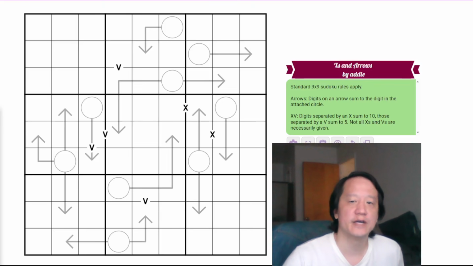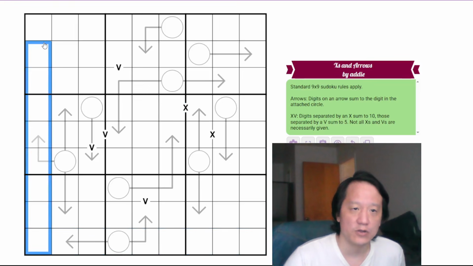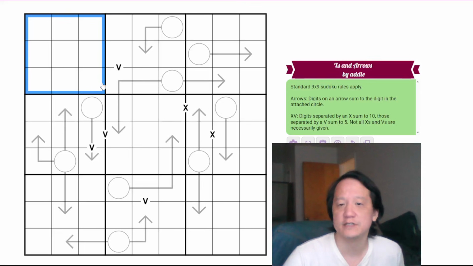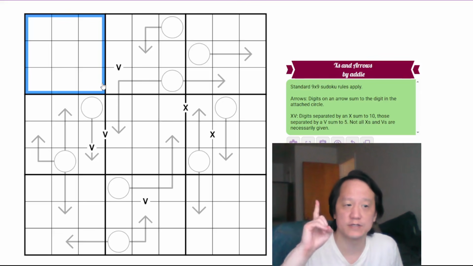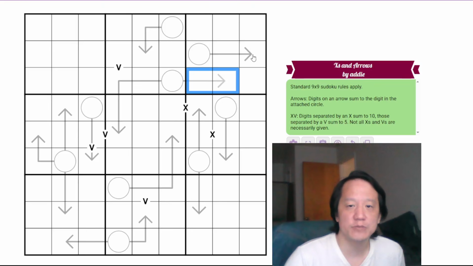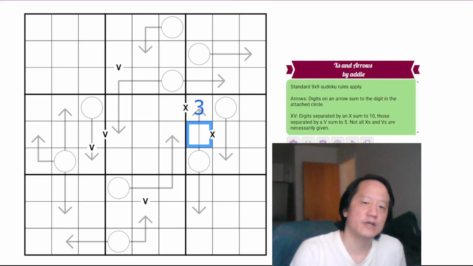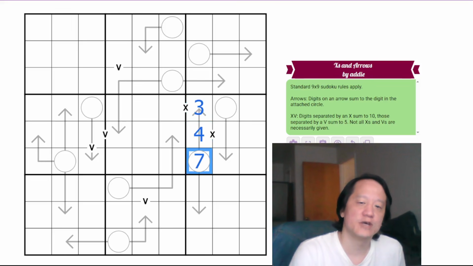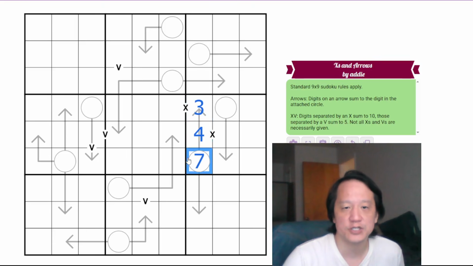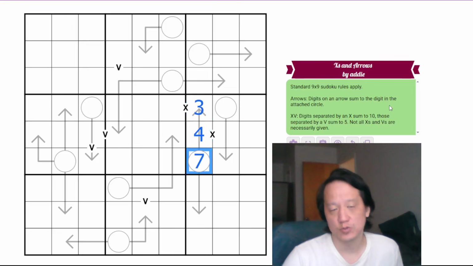Standard 9x9 Sudoku rules apply, which means in every cell in the grid, place a single digit such that every row, column, and designated 9-cell region contains the digits 1 through 9 exactly once each. We have digits on an arrow summed to the digit in the attached circle. So, for example, we could have something like 3 and 4 here, and this would add up to 7, because these two digits must add up to the digit in the attached circle, and 3 and 4 adds up to 7. So that's an example of how arrows work.